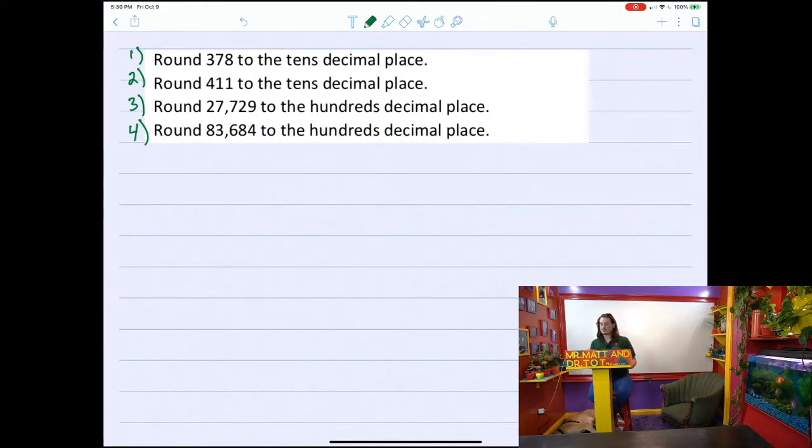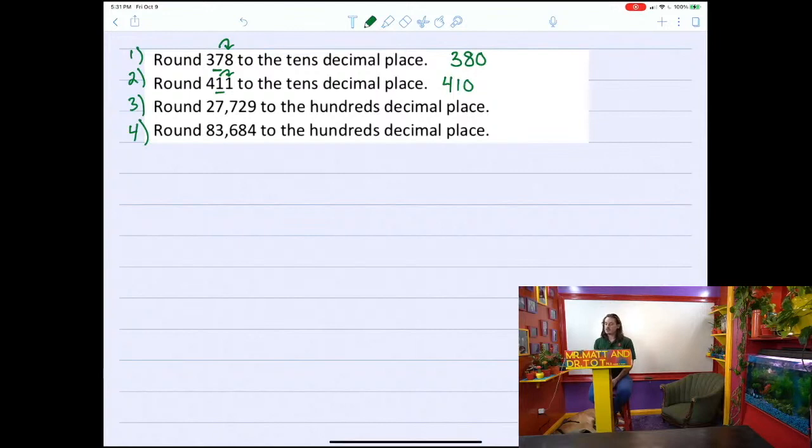Okay, so number one, round 378 to the tens decimal place. So we're rounding to this decimal place. So we're going to look to the number directly to the right. That's an 8. So we're going to round up to 380 if we're rounding to the tens decimal place. Number two, round 411 to the tens decimal place. So now we're rounding to the tens, but the number directly to the right is 1. It's 4 or below, so we're going to keep it at 410, round down to 410.